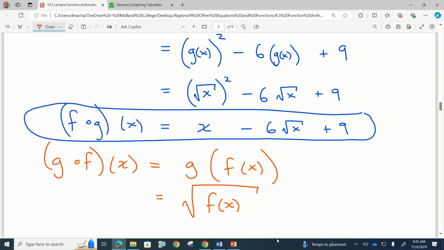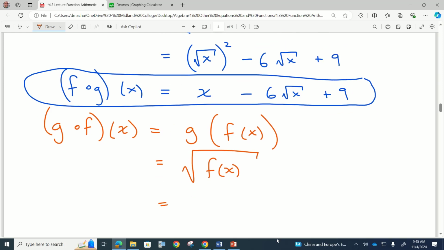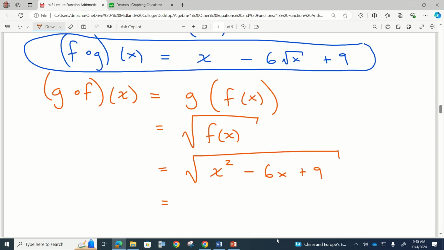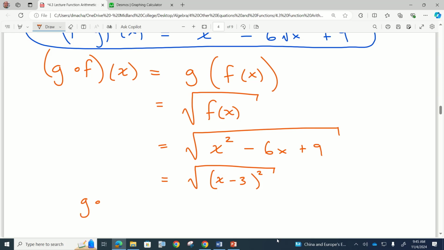My g function was the square root function, right? So I write down my g function, which is the square root function, but I replace the x with f of x, because that's what's now in my argument. Well, the f of x function was x squared minus 6x plus 9. It is a perfect square. So that factors as x minus 3 squared. And so I would say g composed with f of x is x minus 3.